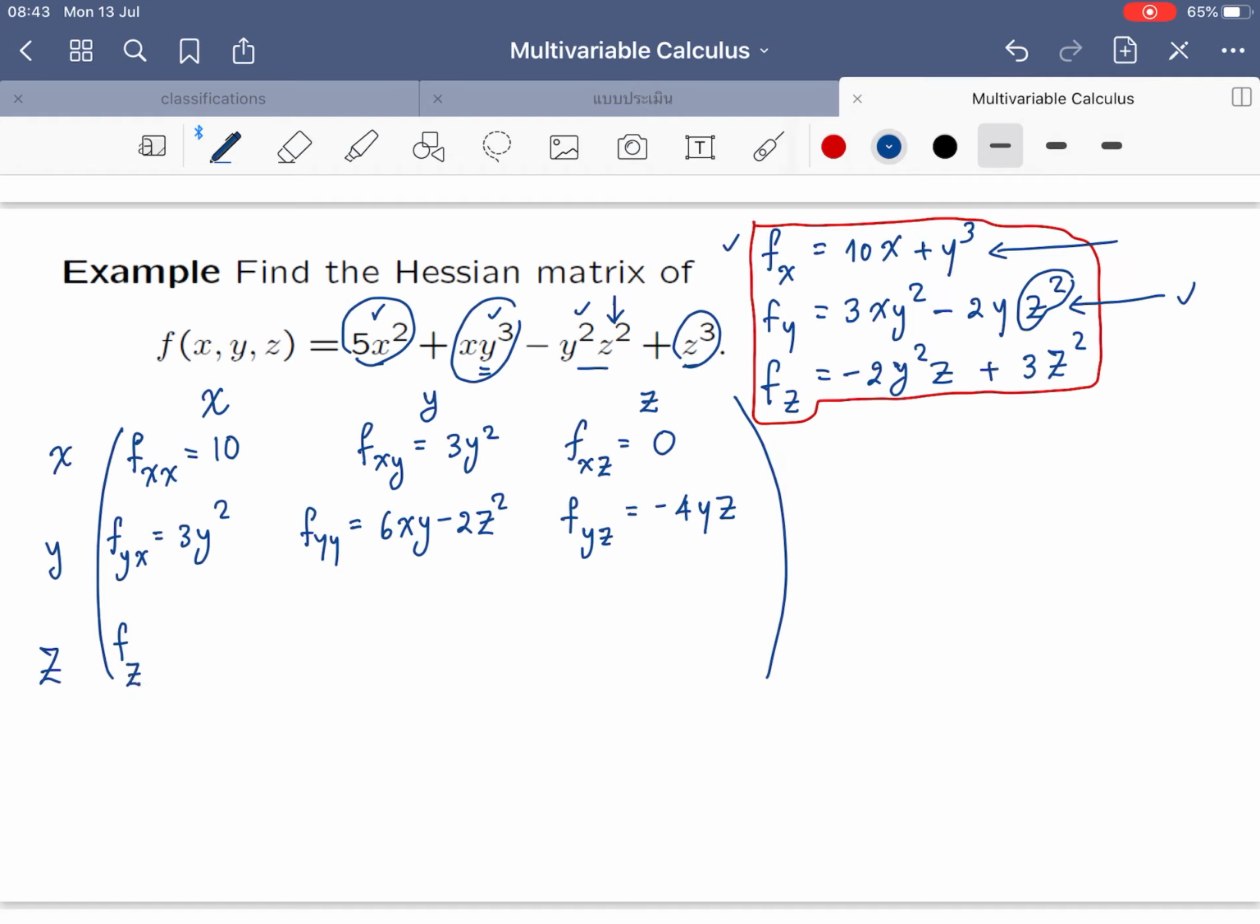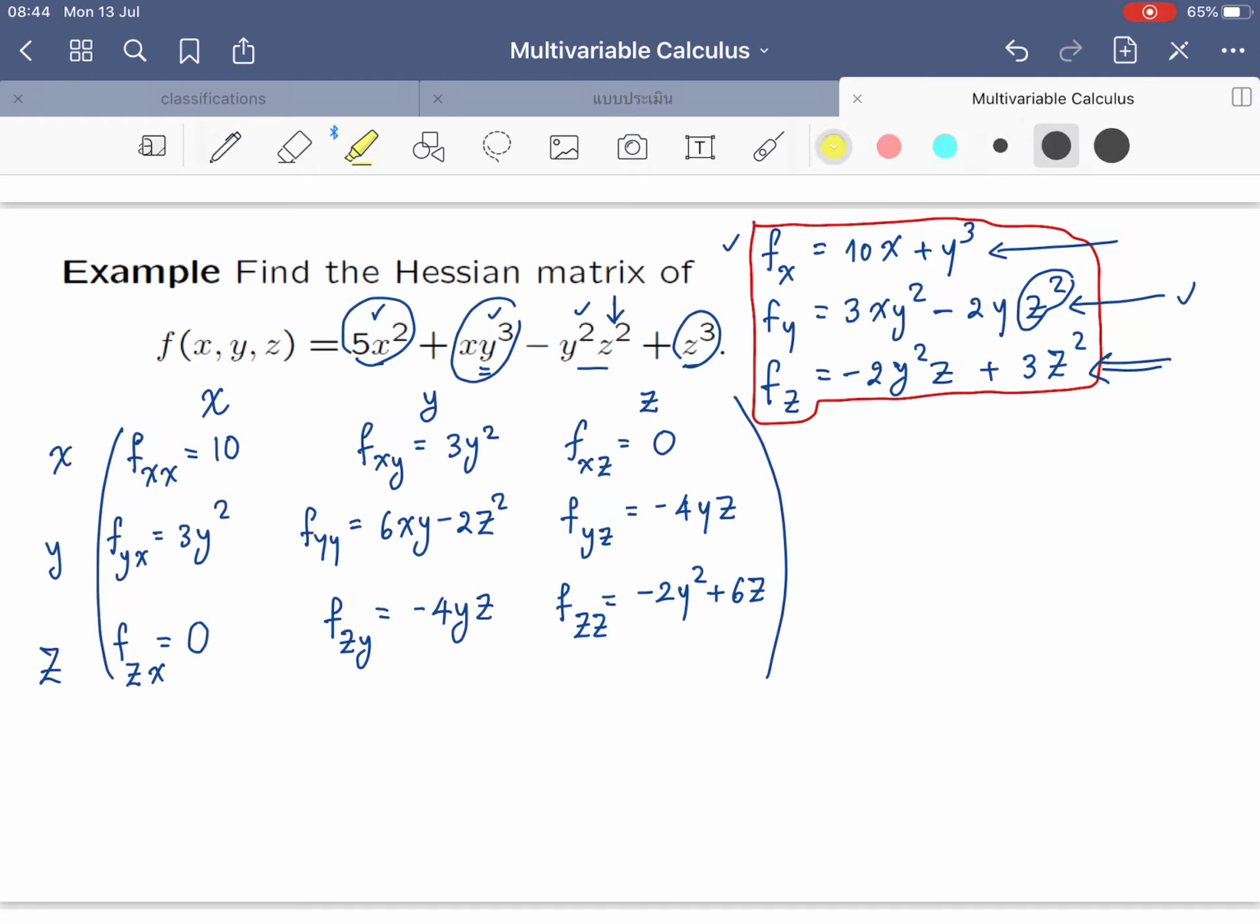So what is the last row? Here the row is the z row followed by x. It means that now you concentrate on the first partial derivative, there's no x there, so your f sub zx is 0. How about the z row, the y column? You have negative 4yz, and 0, and the last one is the z row and the z column, so you have negative 2y squared and 6z.